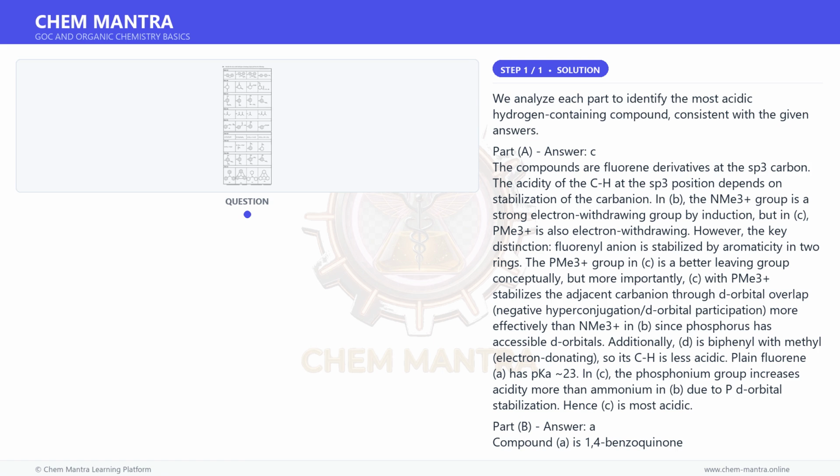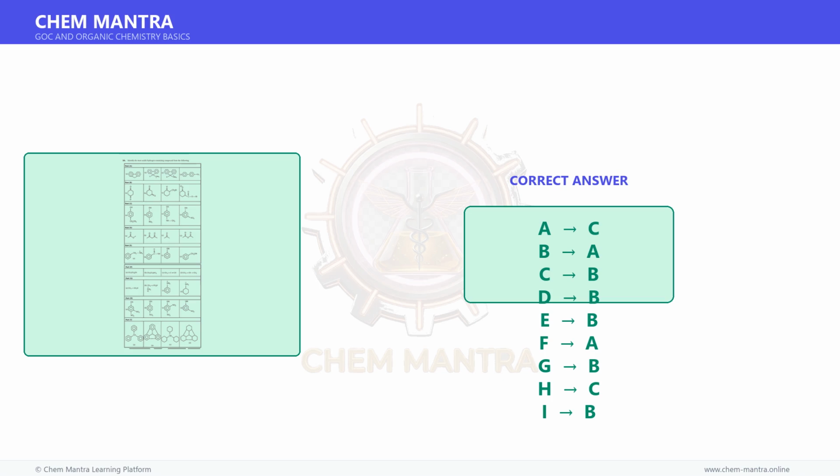Therefore, the correct answer is A, C; B, A; C, B; D, B; E, B; F, A; G, B; H, C; I, B. Therefore, the correct matching is A matches C, B matches A, C matches B, D matches B, E matches B, F matches A, G matches B, H matches C, I matches B.